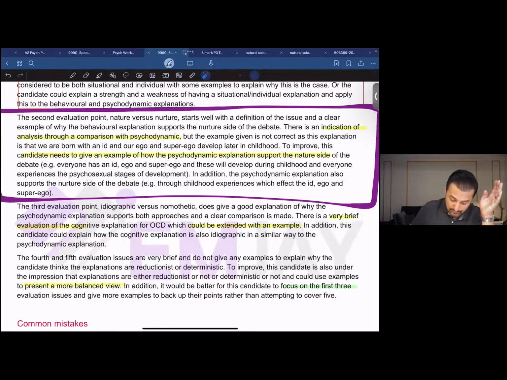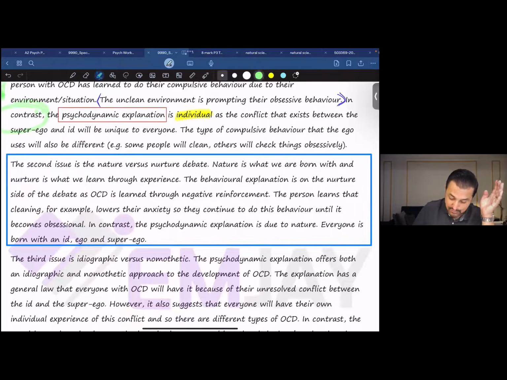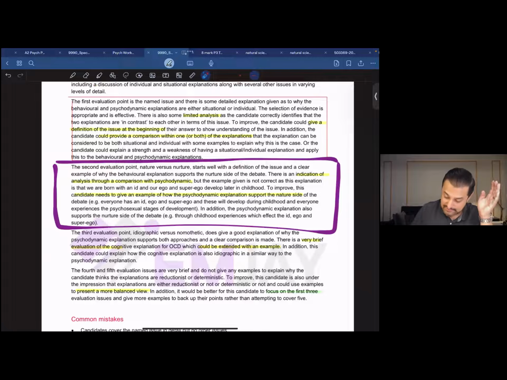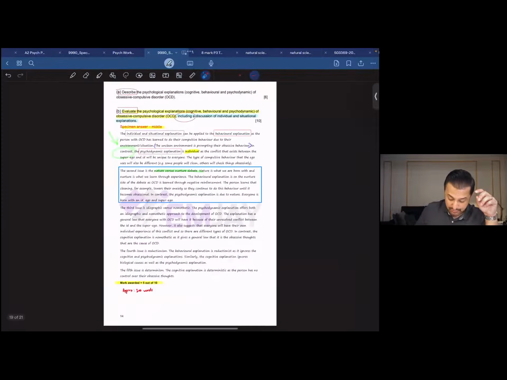So we have the second issue as the nature versus nurture debate. This is what is written by the student. This is what the examiner feels. I mean, you can pause at whatever point you feel you need to read through it thoroughly again. Moving on, the third issue.